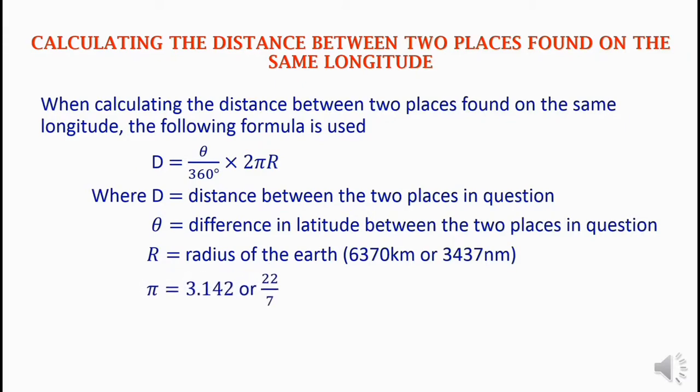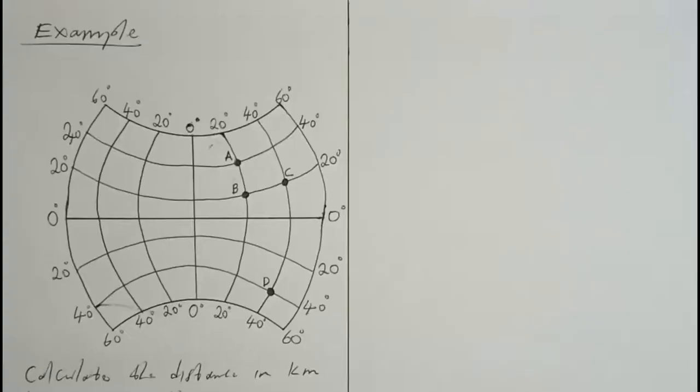Pi is equal to 3.142 or 22 over 7. Pi is a constant; it does not change. Depending on the question, sometimes they specify. They can tell you, take pi to be 3.142 or take pi to be 22 over 7, so you use the one that they have said you should use. Otherwise, pi is a constant and it does not change. So now let us look at some examples.